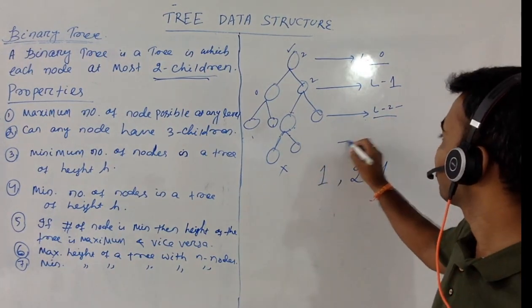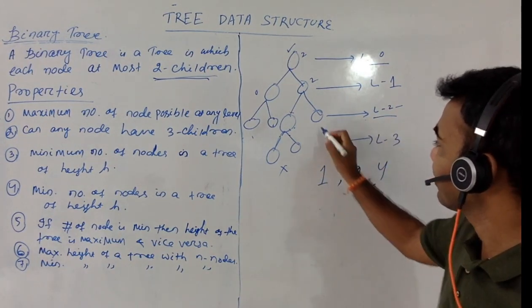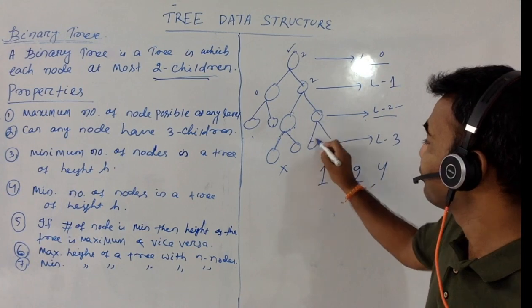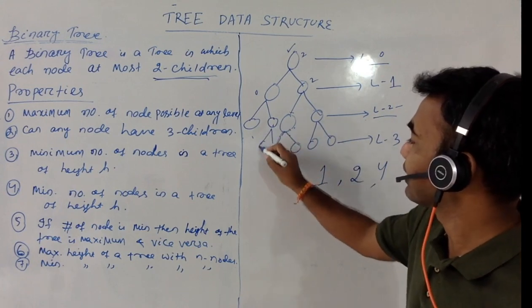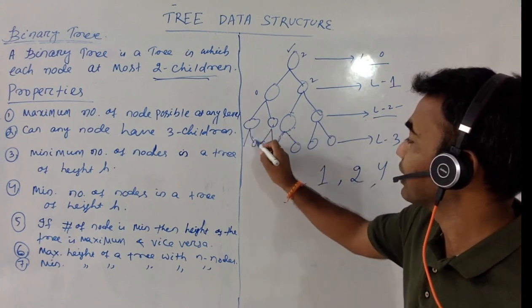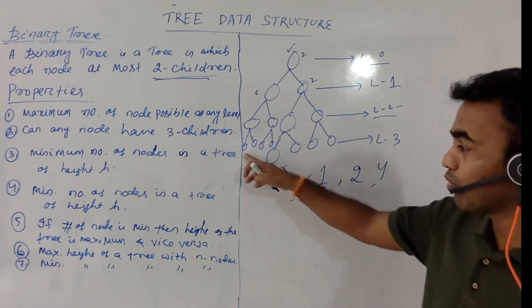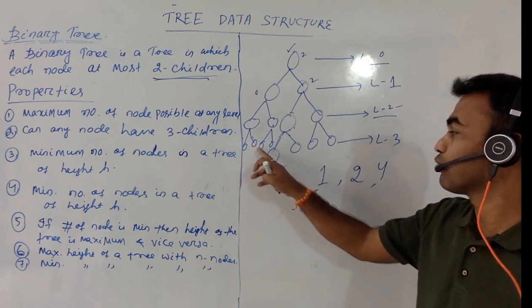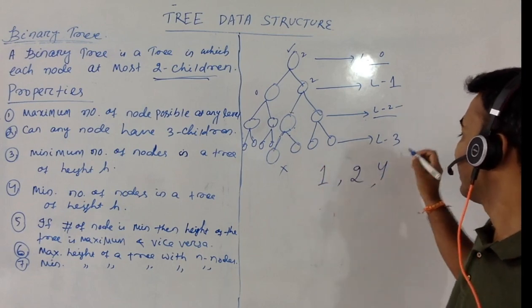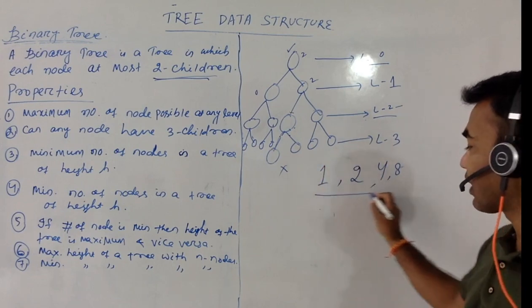Let me jump into level 3 so that you will get more clarity. Maximum number of nodes means every node will have two children, right? That is the maximum possibility. So how many nodes are available at this level? If you count 1, 2, 3, 4, 5, 6, 7, 8. So 8 nodes, right? Do you see a pattern now?